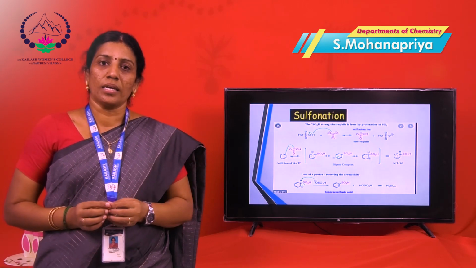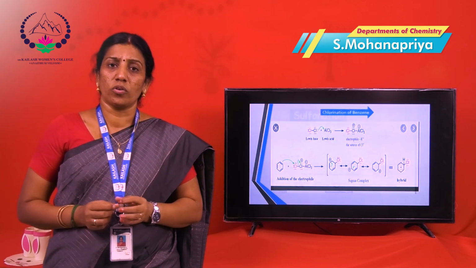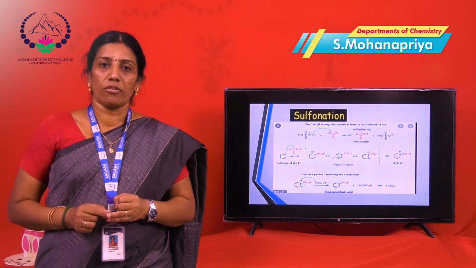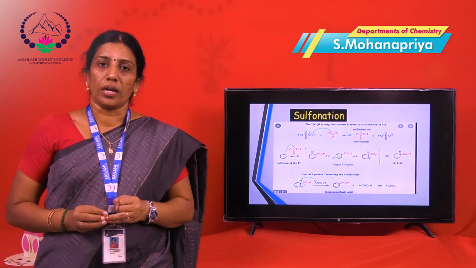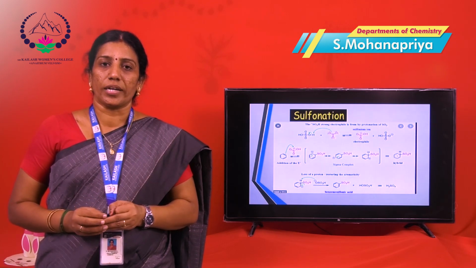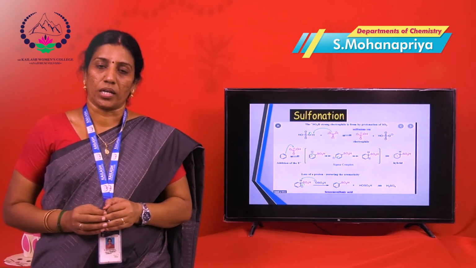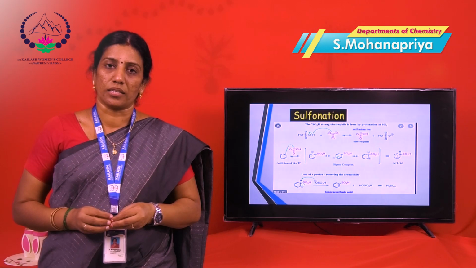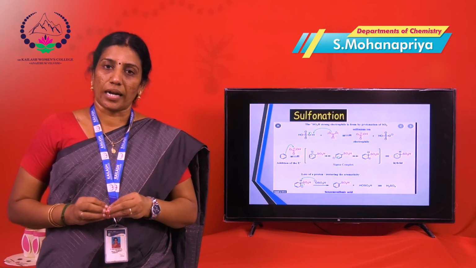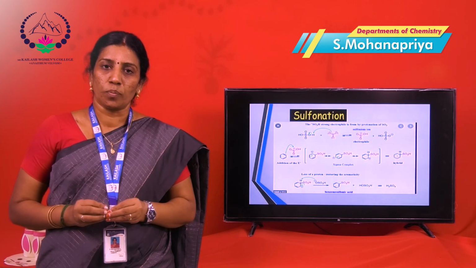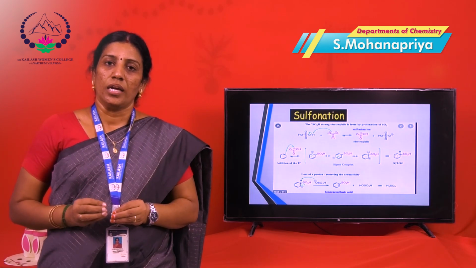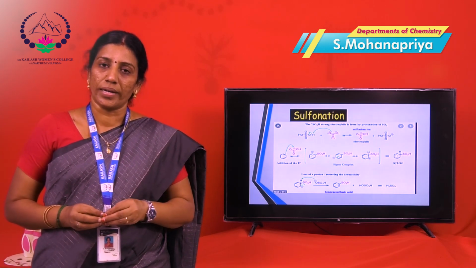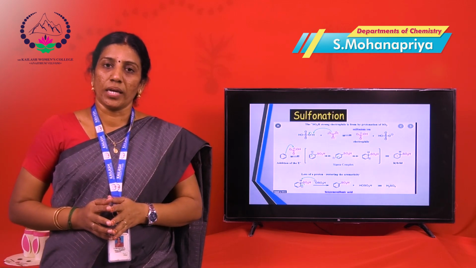Next, we are going to see the mechanism. In the mechanism, we follow three steps. The first step is the formation of the electrophile, the second step is the attack of the electrophile and formation of the arenium ion intermediate, and the third step is deprotonation followed by formation of the product. In the first step, the electrophile NO2+ is formed by the reaction between sulfuric acid and nitric acid. This NO2+ ion reacts with the benzene ring and forms a resonance stabilized structure, which is the sigma complex, also called the arenium ion.